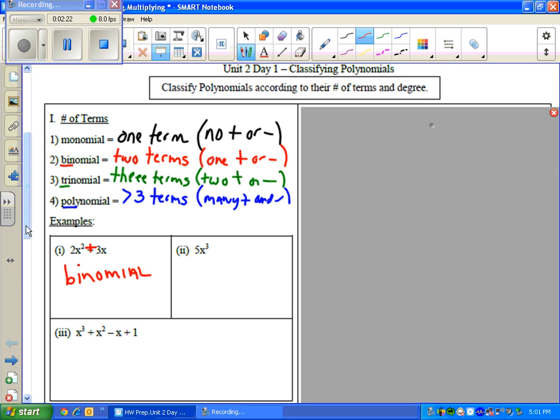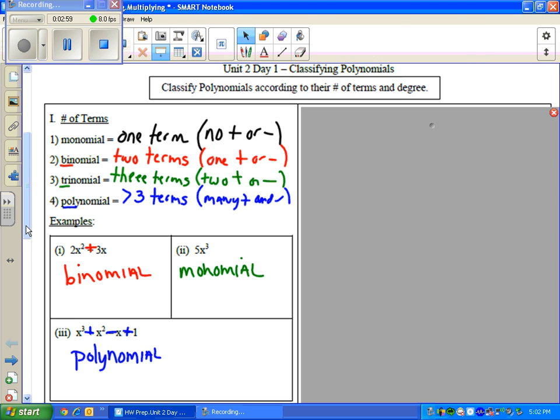Okay. Take a look at number 2. You'll notice we have no pluses or minuses. There's just 1 term there, 1 multiplication clump, 5 times x to the 3rd. With no pluses or minuses, this is just 1 term. We call this a monomial. And for the last one, here you can see we have many pluses and minuses. Here we actually have 1, 2, 3, which separate those 4 terms. So anything greater than 3, we just say this is going to be a polynomial.